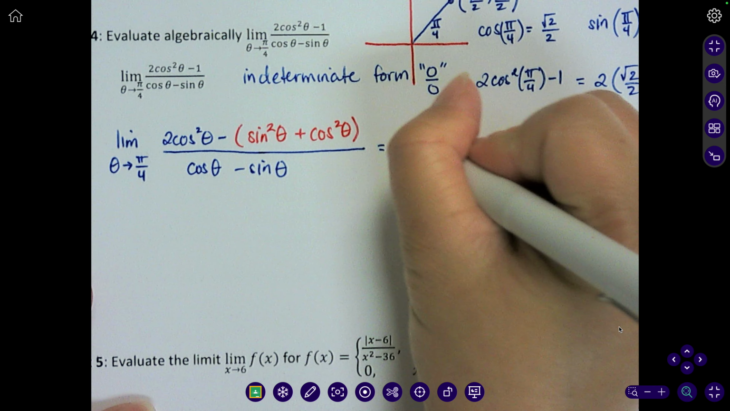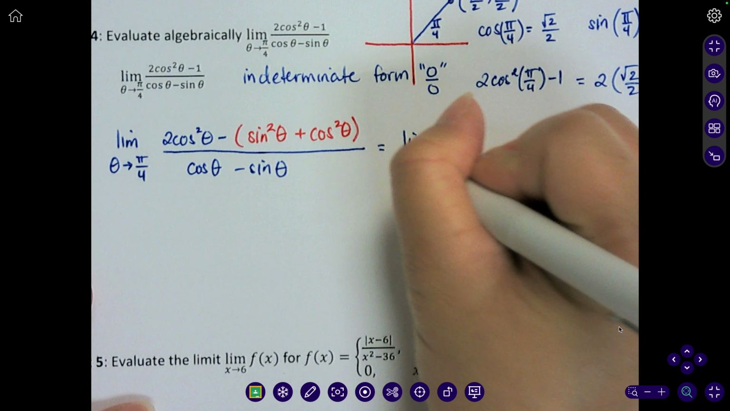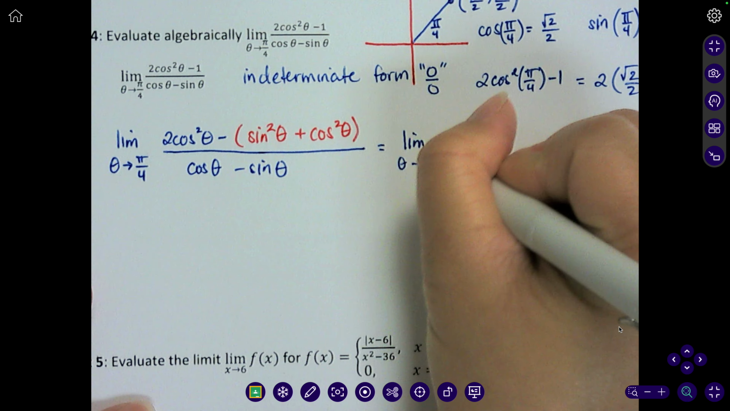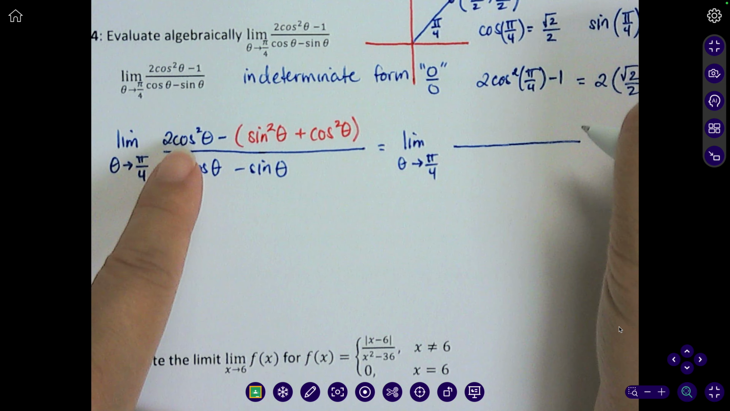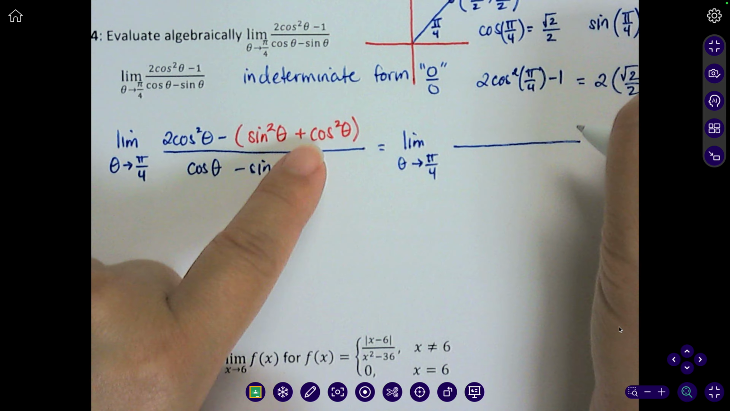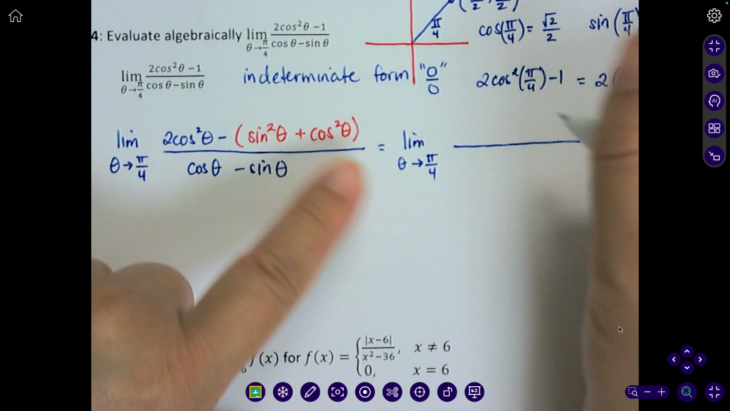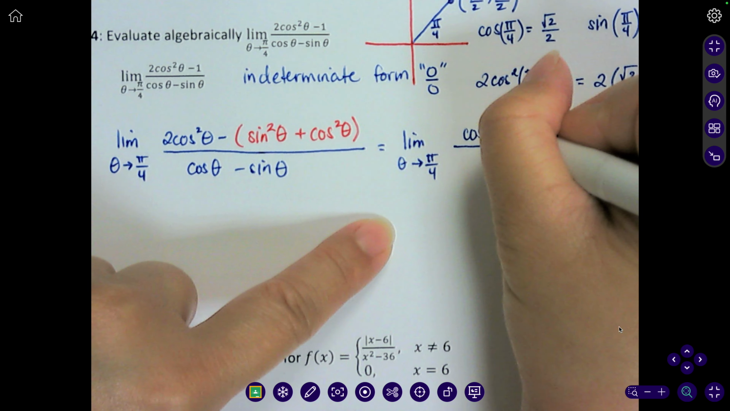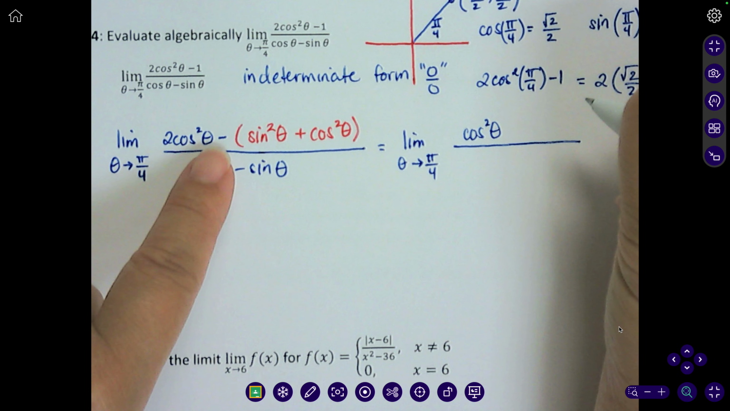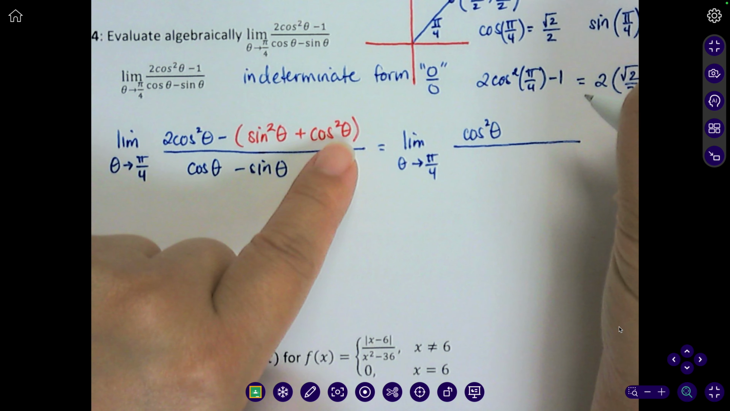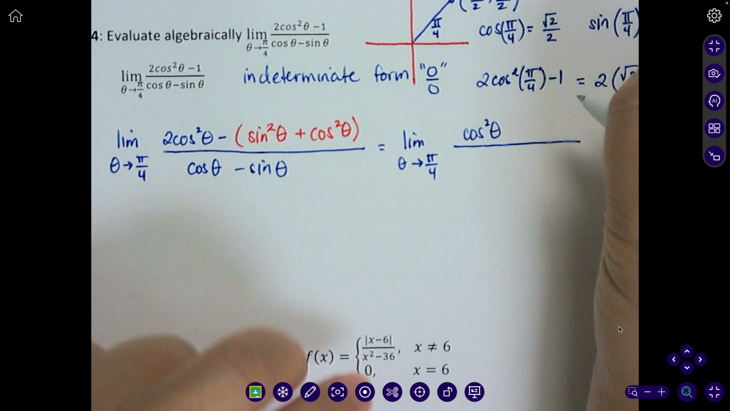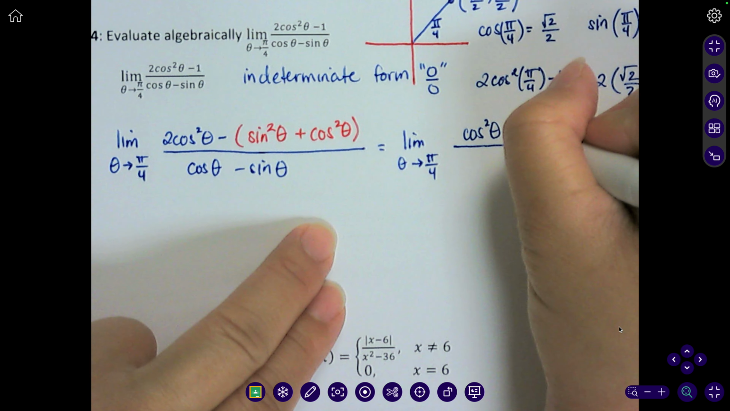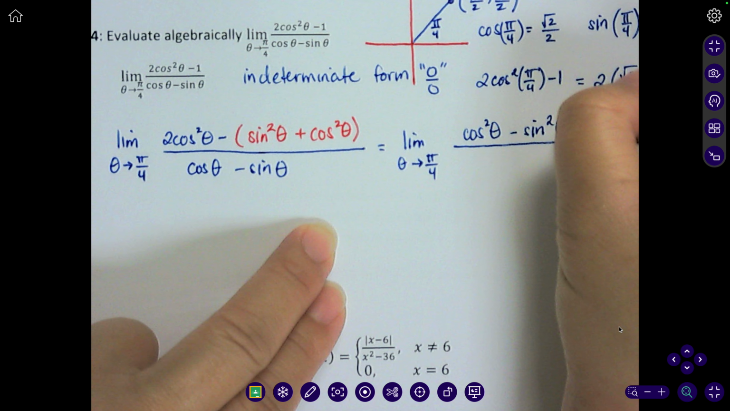So now that I have that, I'm going to write this. The limit as theta approaches pi over 4. So 2 cosine square of theta minus 1 cosine square of theta is 1 cosine square of theta, right? And then this is going to be minus sine square of theta.